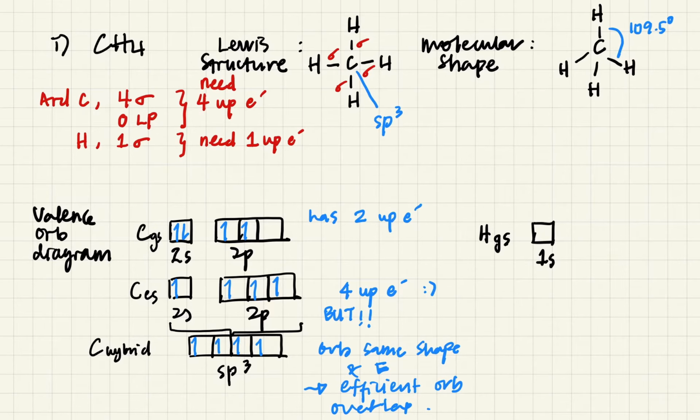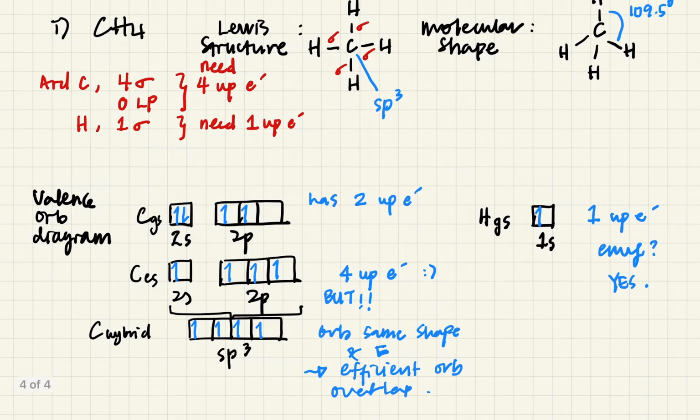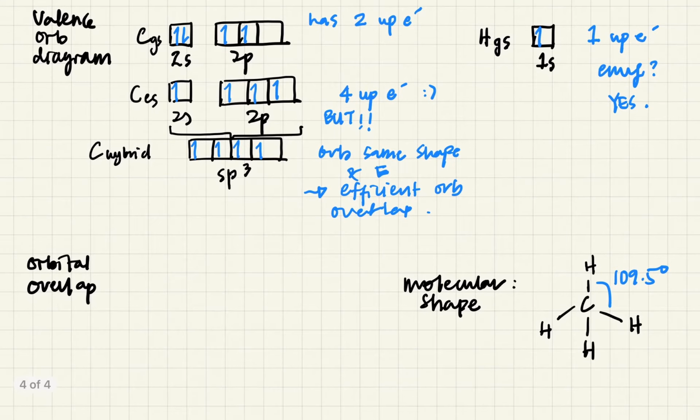So now we're going to look back at our hydrogen. So hydrogen, you need 1 unpaired electron. Let's see how many unpaired electrons we have in hydrogen. So hydrogen in ground state has 1 electron. So that means just 1 electron. Okay, so you have 1 unpaired electron. That's enough, right? Yes, so that's enough. So you don't need to excite or hybridize anything, okay? Okay, now that we have that information from your valence orbital diagram.